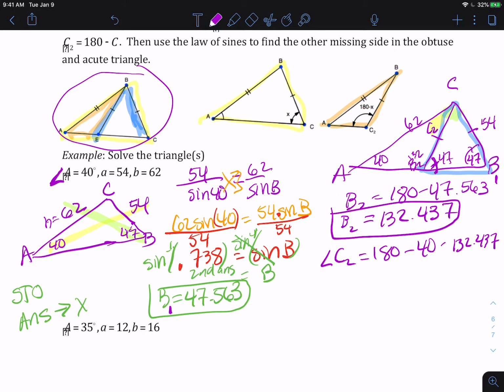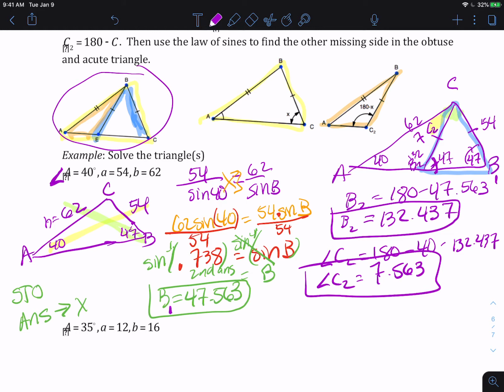Now, perhaps you found one and you thought that you had two triangles. If you get to this point and you get a negative number, that means that there's not two triangles and there's only one triangle. So that's a secondary way that you could do it, but that's a lot more work rather than just checking the angles once you found that angle. So we're going to do 180 minus 40 minus either second answer or x again. So angle C2 is 7.563 when I round. So I'm just going to call that 7.